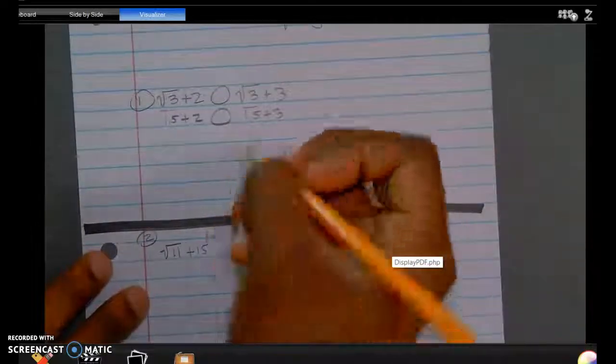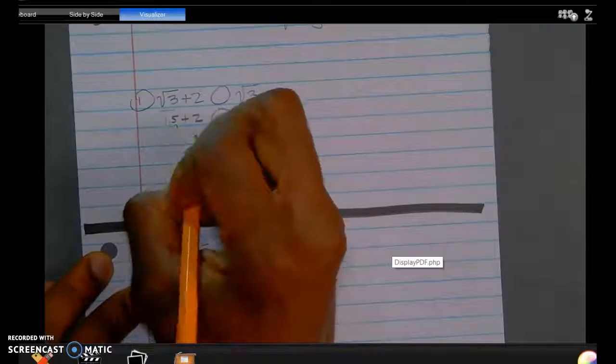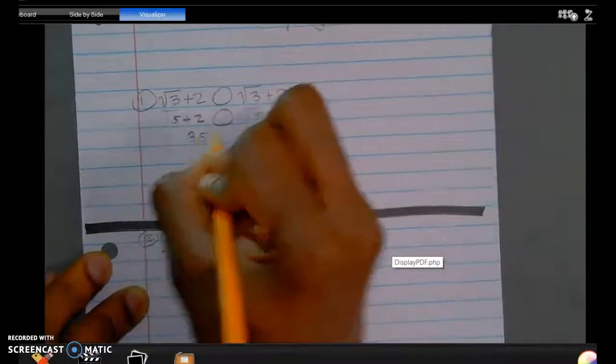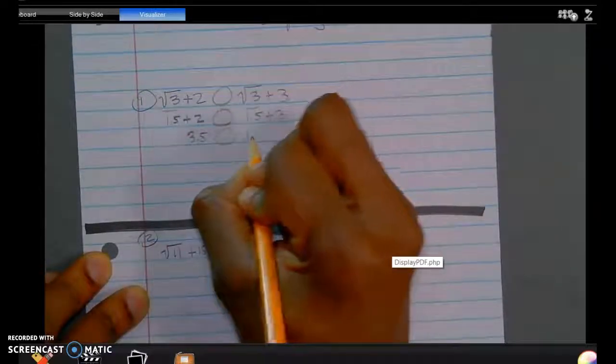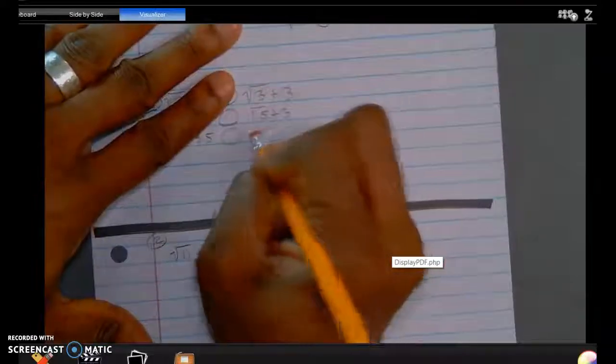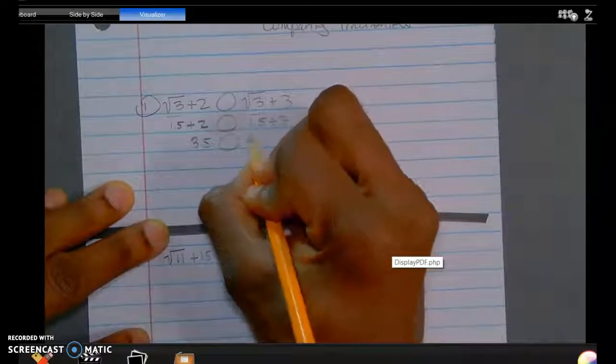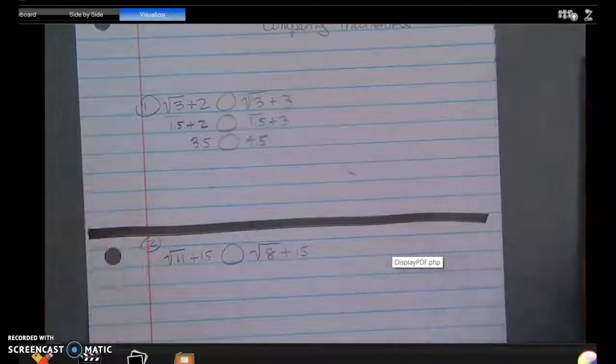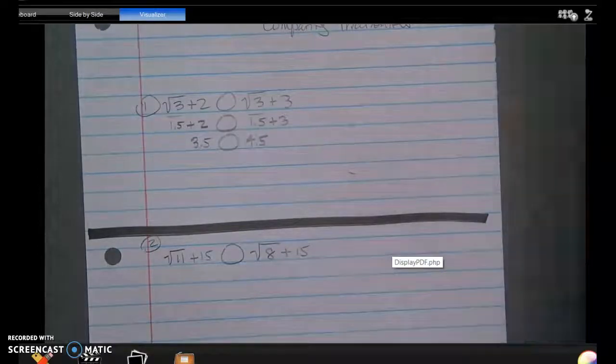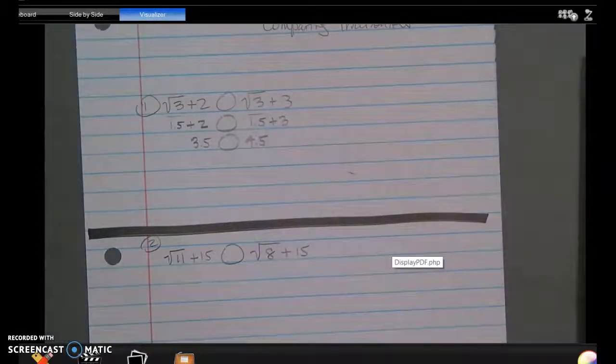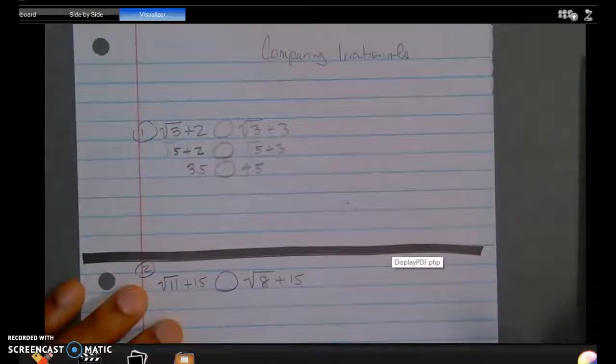Okay? So, back here, 1.5 plus 2 is going to give me 3.5. 1.5 plus 3 is going to give me 4.5. So when I look at that, I want you to go ahead and pause the video, take a little bit of time to think about what that comparison is, and then start me back up when you're ready.